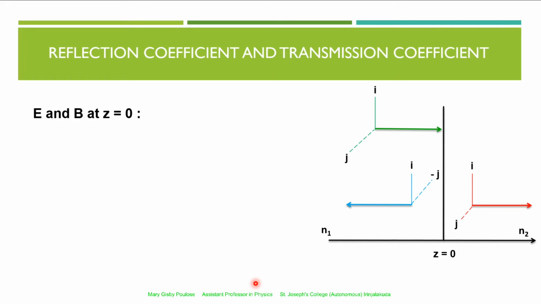Now, since the boundary is assumed to be at z equal to 0, this has been taken to simplify the mathematical forms. We can rewrite the vectors as incident light becomes EI is equal to i into EI naught e raised to minus i omega t, and BI is equal to j into BI naught e raised to minus i omega t. Here z is equal to 0, hence k1z terms vanish.